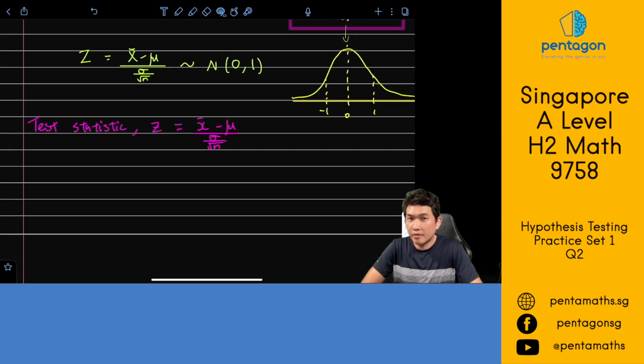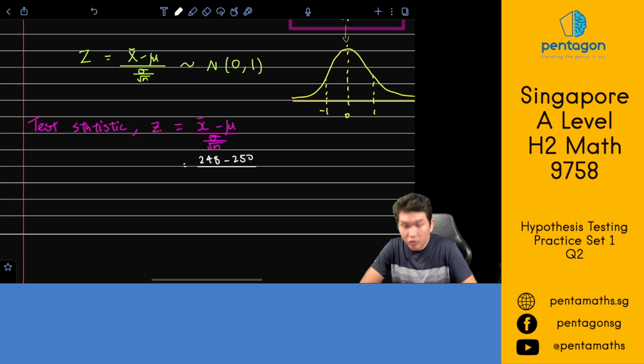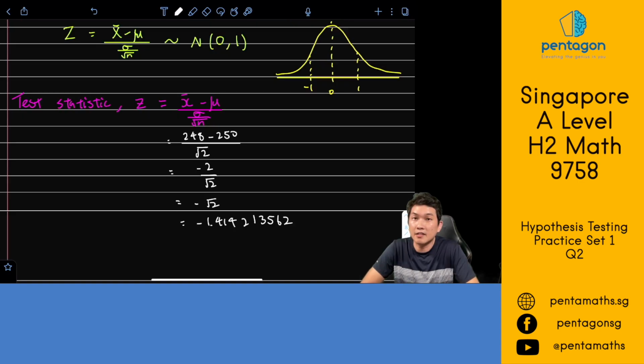Welcome back to step 3a. In order to calculate our test statistic z, let's fill in the values. X bar is our observed sample mean of 248, mu is 250. Now we're going to divide by sigma over square root n. So sigma squared over n is the variance, which means sigma over square root n is the standard deviation. The standard deviation is square root 2. This will give us negative square root 2. So that is our test statistic z.